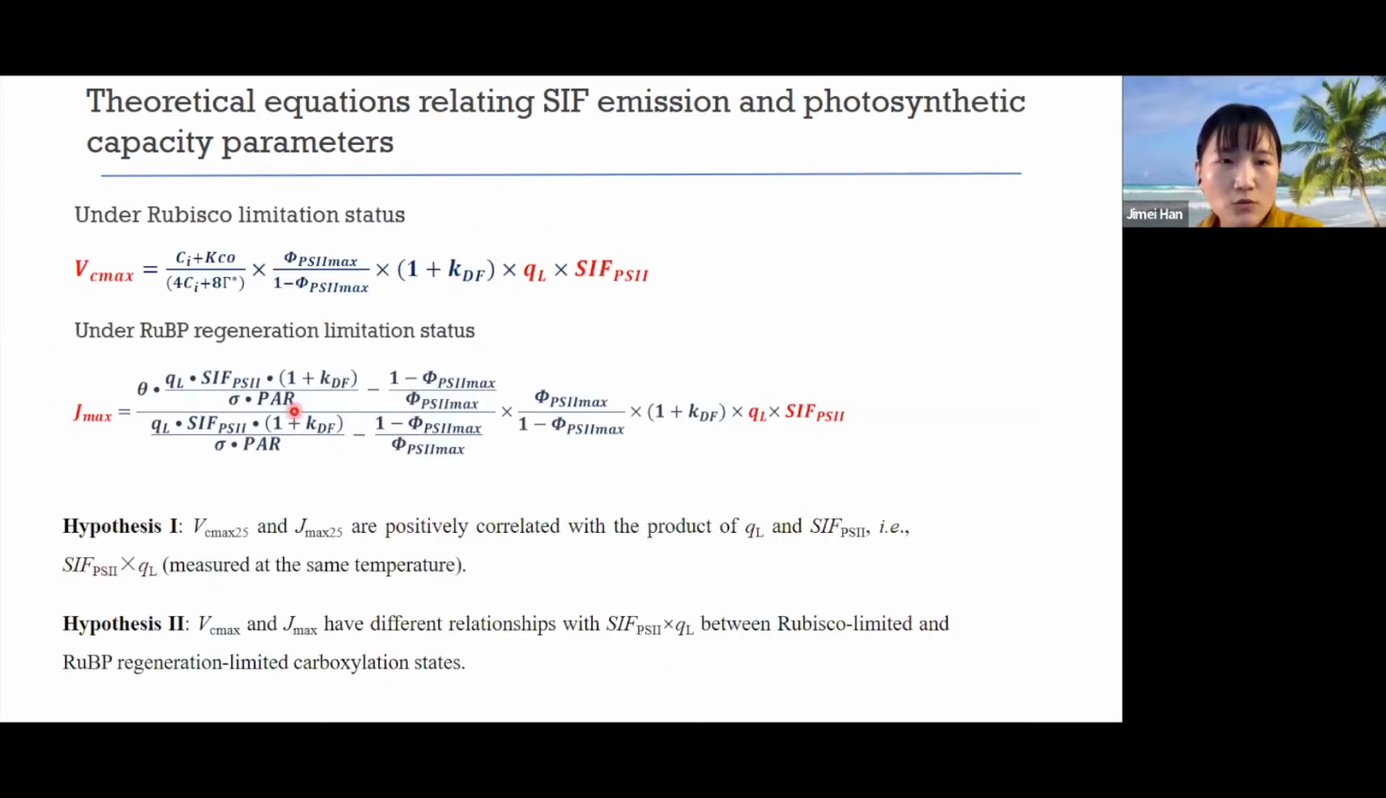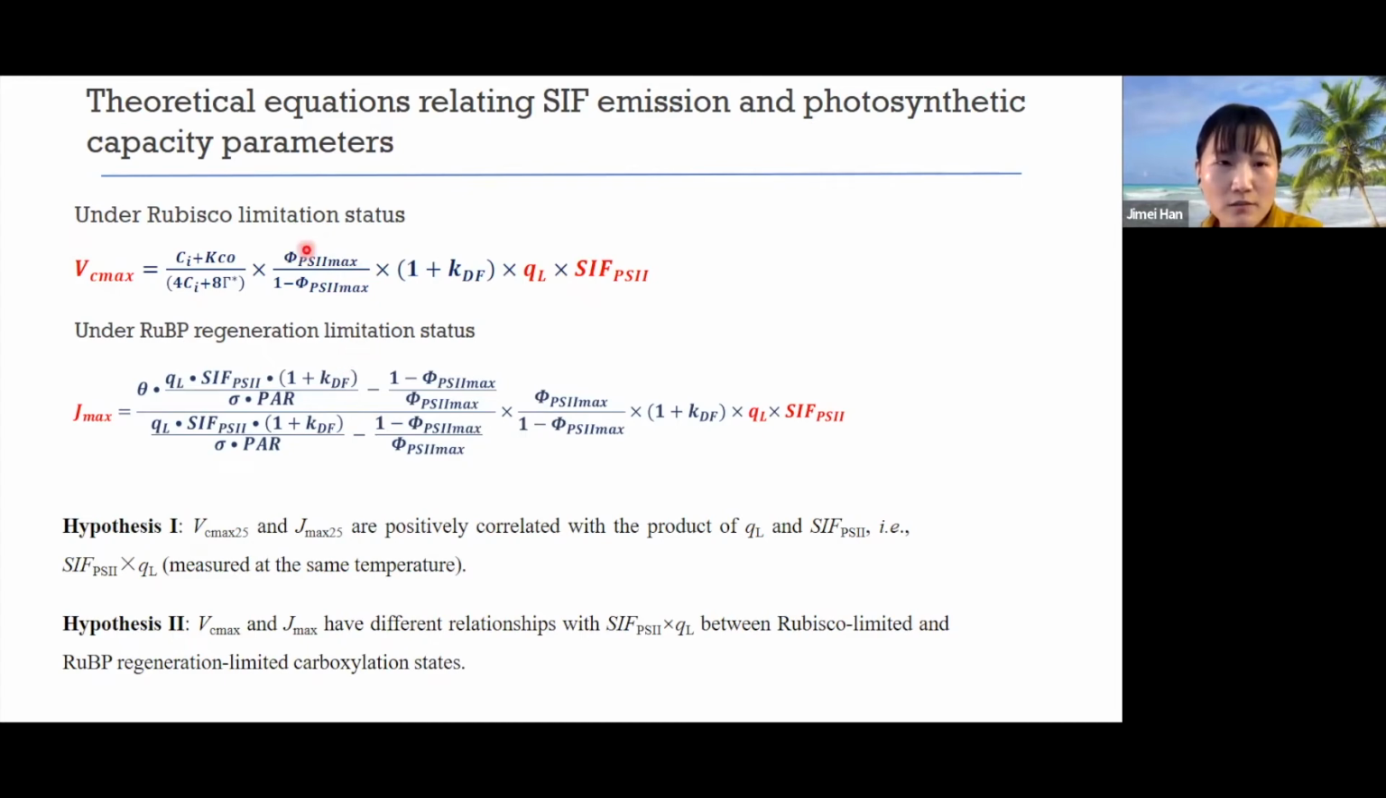So from these two equations, we can get two hypotheses. The first hypothesis is that SIF alone cannot be used to infer Vcmax and or Jmax, but the product of QL and SIF can be better used to infer Vcmax and Jmax. Hypothesis 2 is that Vcmax and Jmax have different relationships with SIF times QL between Rubisco limited and RuBP regeneration limited carboxylation states.